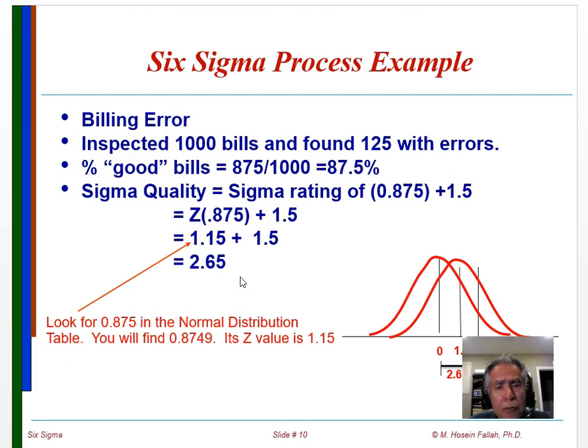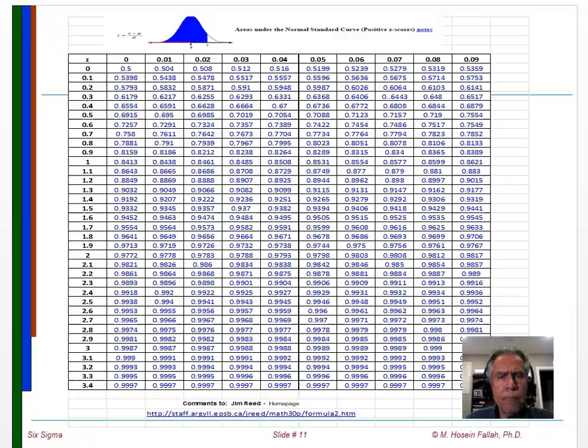Now, not necessarily go to Six Sigma. It will probably take a significant amount of effort to get to that level, but any improvement in the Sigma level corresponds to a significant reduction in the defects and errors.